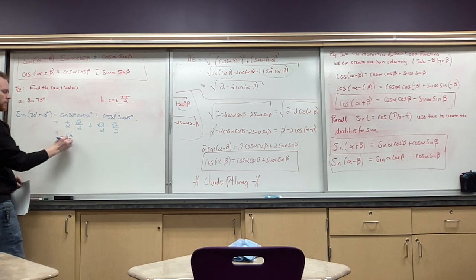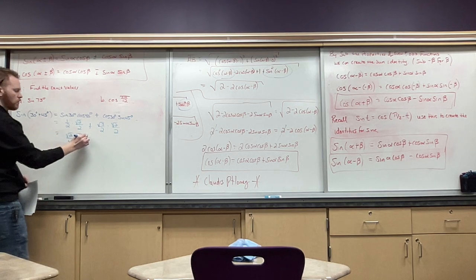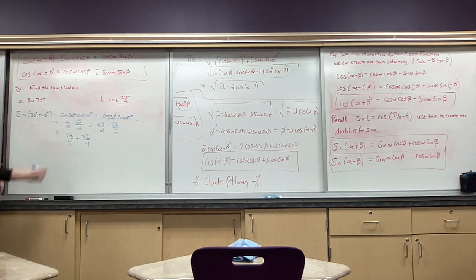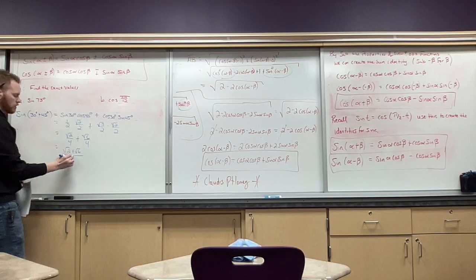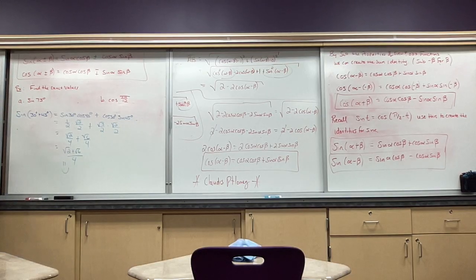Okay, this would be square root of 2 over 4. This is square root of 6 over 4. And then my last step, because they have the same denominator, we'll add them together. Square root of 2 plus square root of 6 over 4. There it is. There's the exact value of sine of 75 degrees. And again, you can check your work. If you type that in your calculator, and then sine of 75 degrees, they're the same. Which is awesome. I think it's really cool.